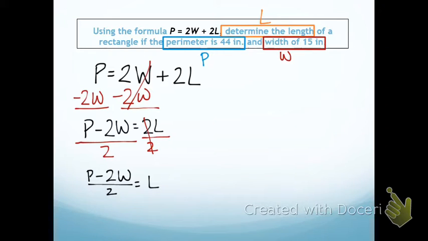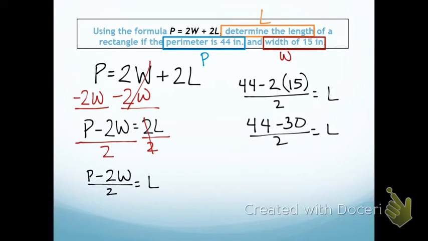So what that allows us to do is take our 44 inches and substitute it in for P, and take our 15 inches and substitute it in for W. So we would get this. 44 minus 2 times 15 divided by 2 equals L. And we simplify the left side. We're going to distribute the 2 and the 15 first. So 44 minus 30 over 2. Then we subtract 44 minus 30 and get 14. And then 14 divided by 2 would be 7. So our length would be 7.